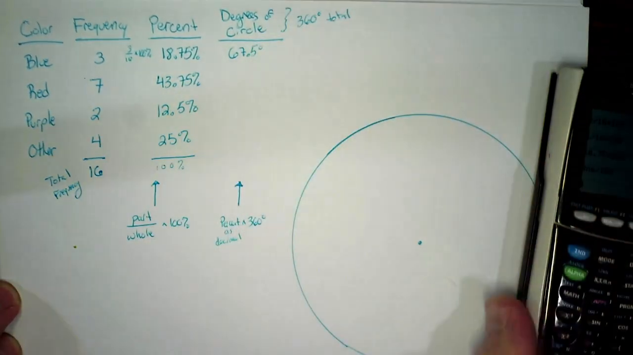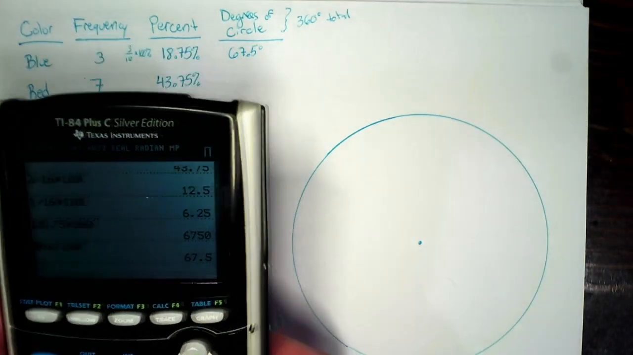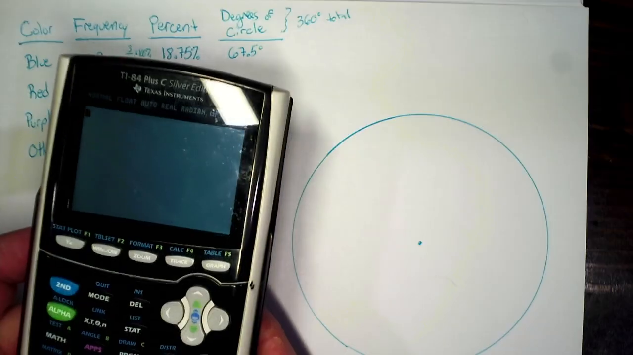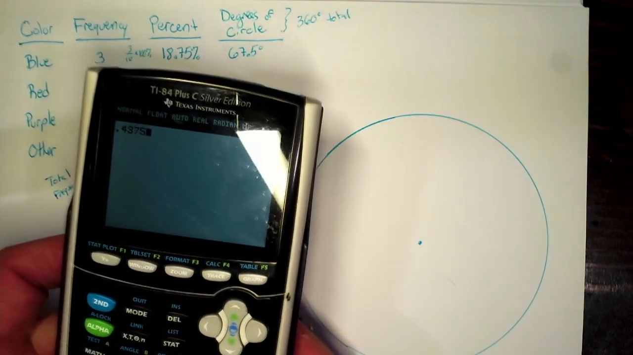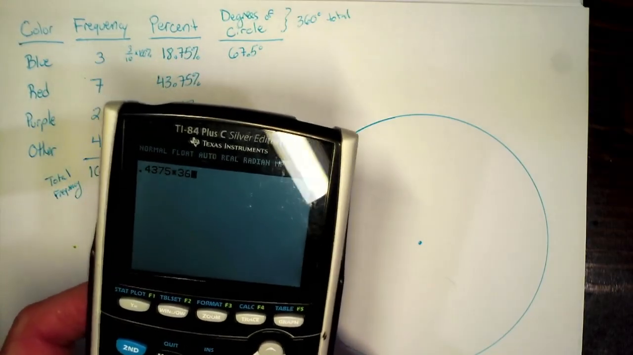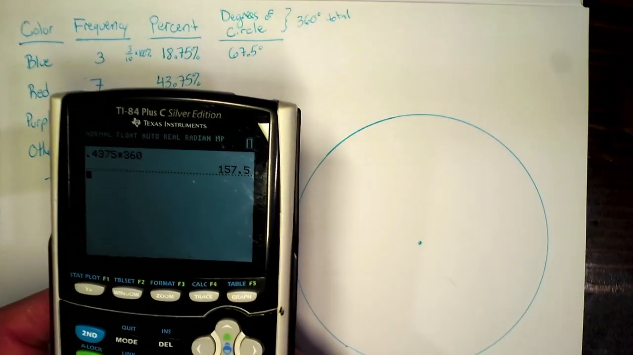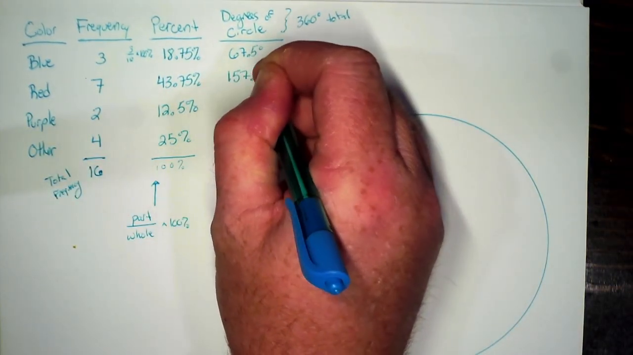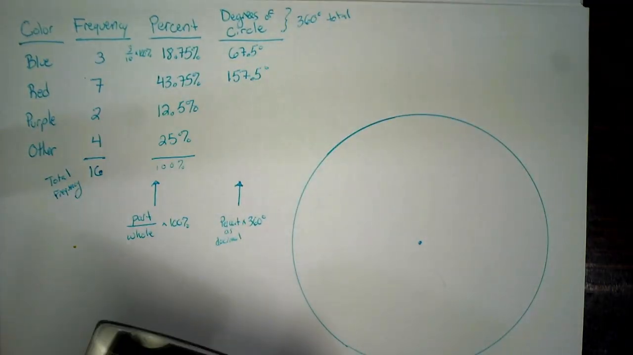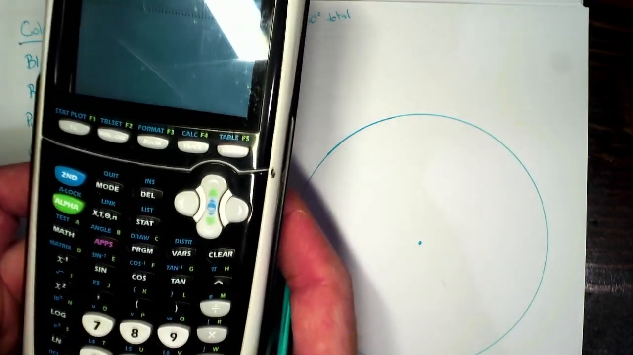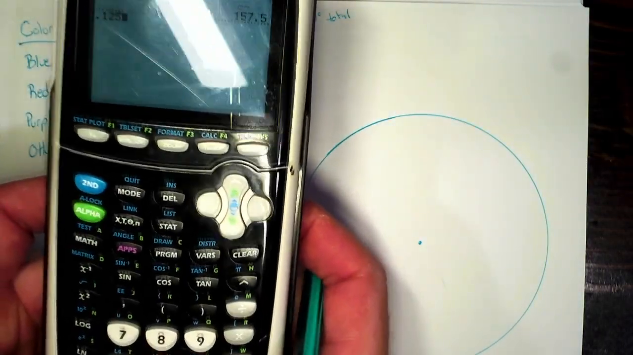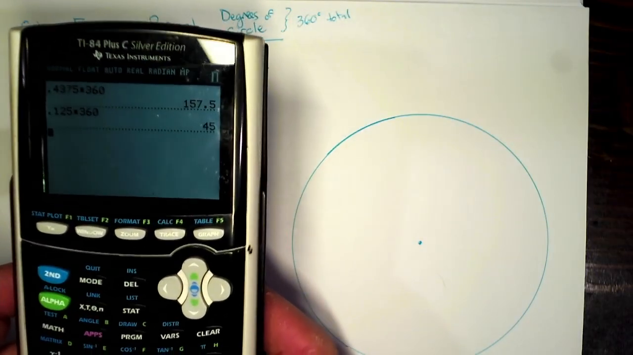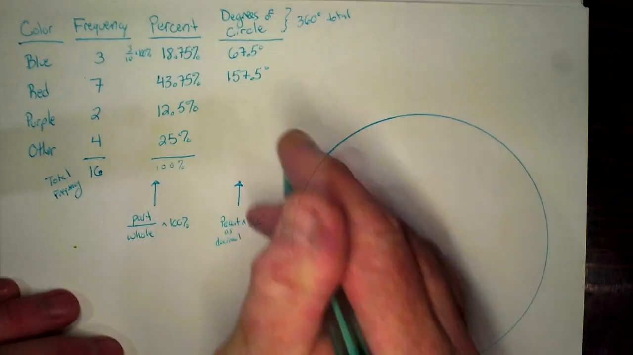67.5 degrees. All right. Similarly, we'll take this 43.75% and think of it as 0.4375 times 360, and we get 157.5 degrees. All right, we'll do one more. So 12.5, but we'll divide that by 100, so it's 0.125 times 360 gives us 45 degrees.